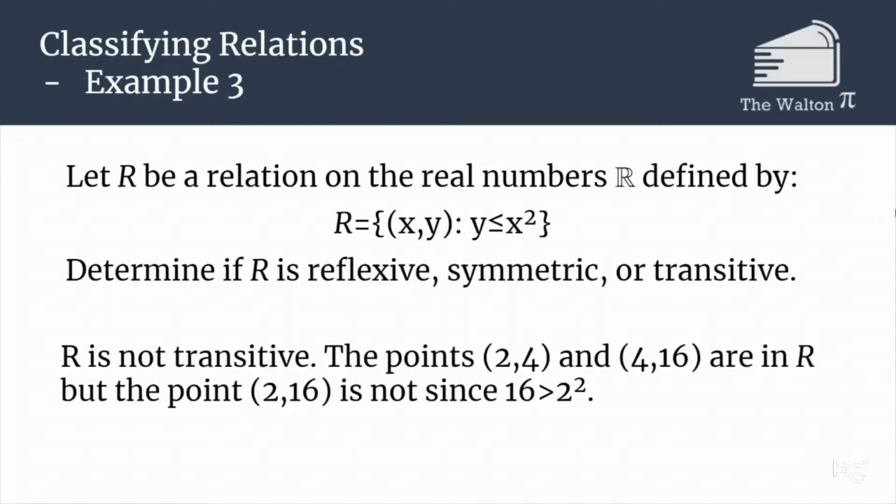We can also say that this is not transitive. The points 2, 4 and 4, 16 are in the relation R because 4 is less than or equal to 2 squared and 16 is less than or equal to 4 squared. However, the point 2, 16 is not, because 16 is not less than or equal to 2 squared. Therefore, this relation is actually not reflexive, not symmetric, and not transitive.